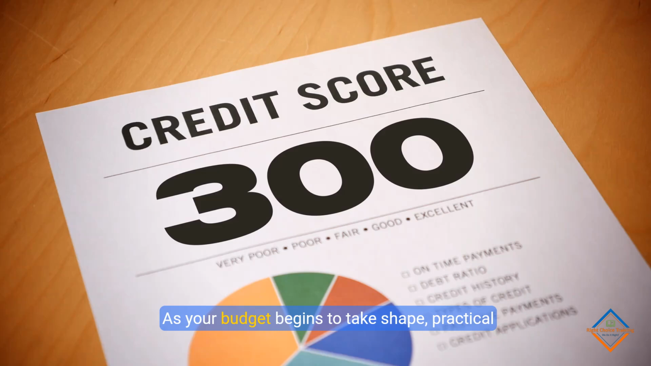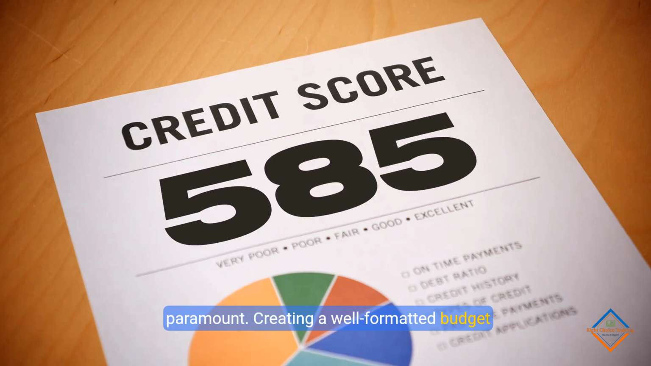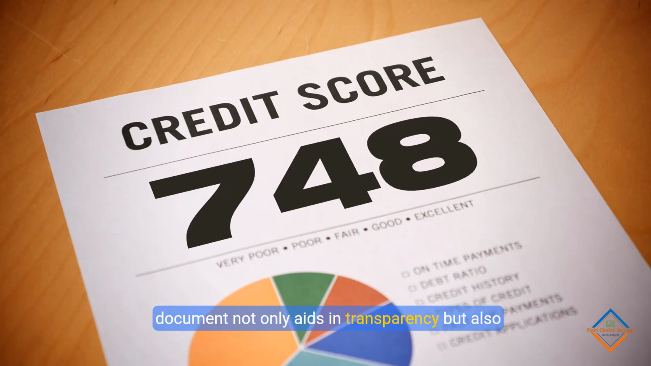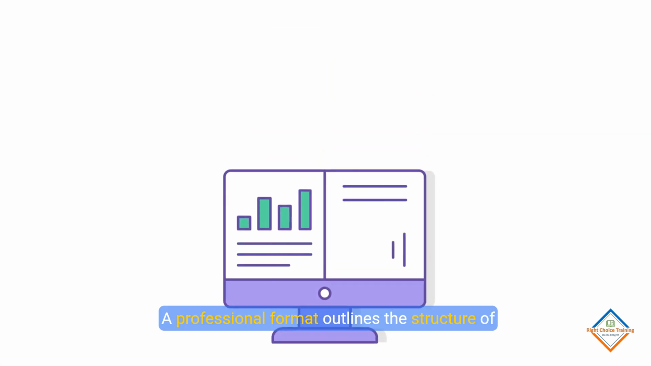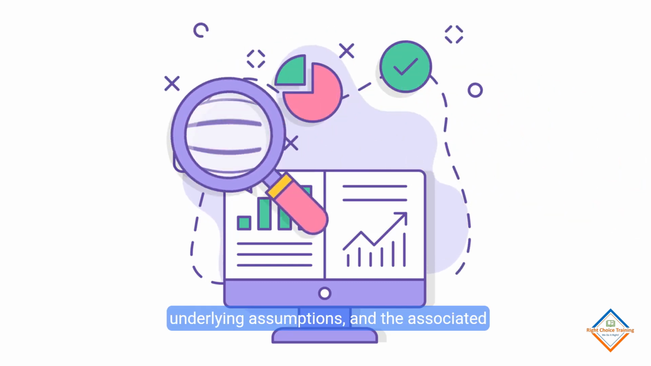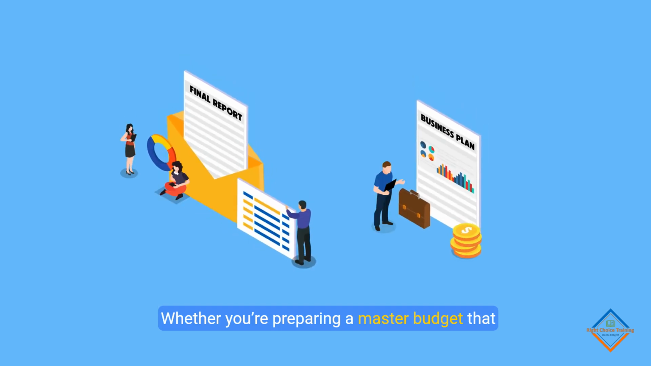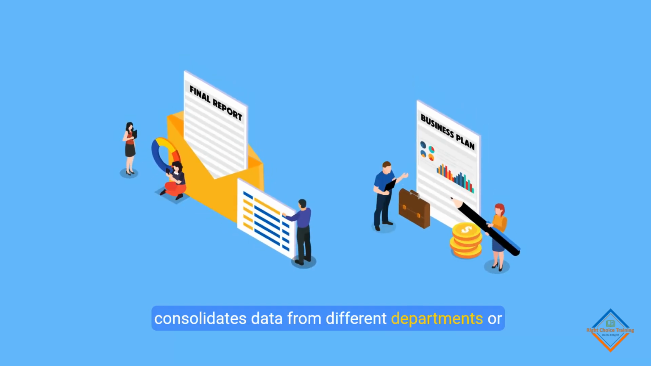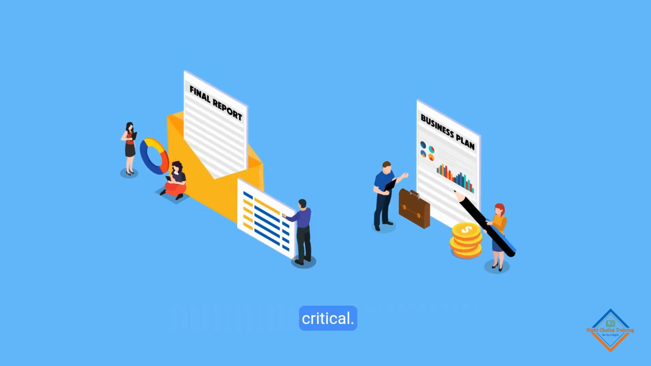As your budget begins to take shape, practical documentation and clear reporting become paramount. Creating a well-formatted budget document not only aids in transparency, but also facilitates efficient communication with stakeholders. A professional format outlines the structure of the budget, detailing each component, the underlying assumptions, and the associated milestones and KPIs. Whether you're preparing a master budget that consolidates data from different departments, or detailed operating and cash budgets, consistency in formatting and clear documentation are critical.